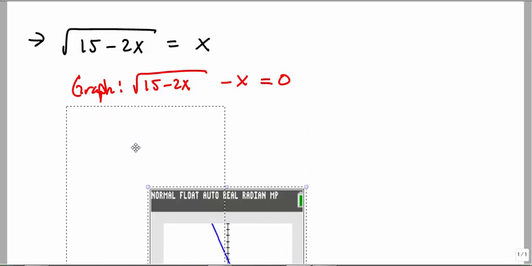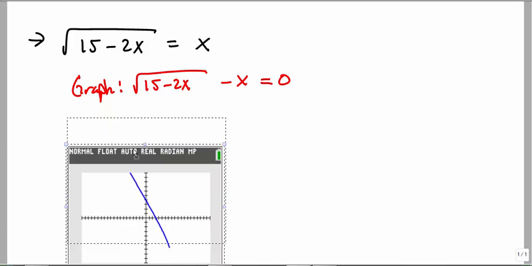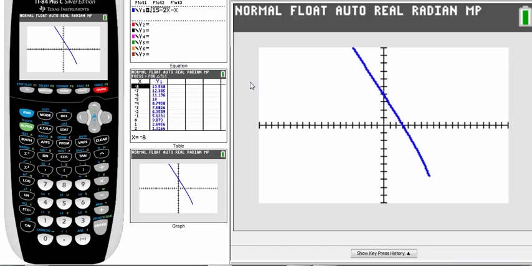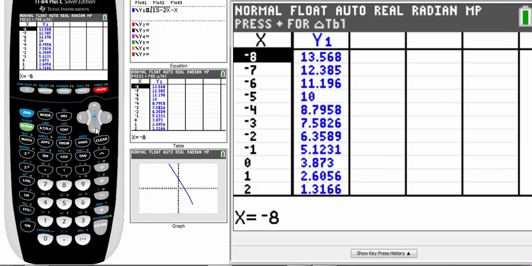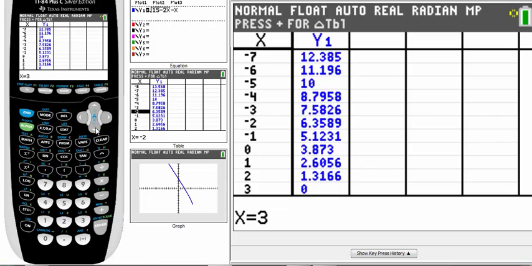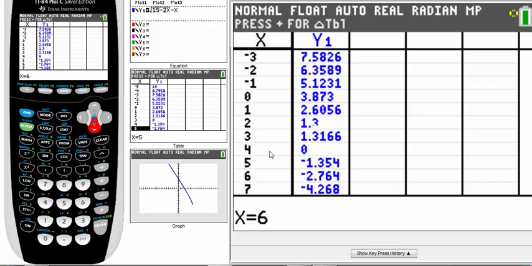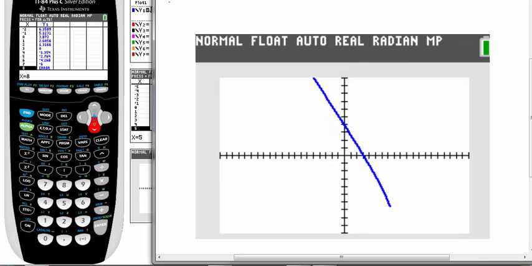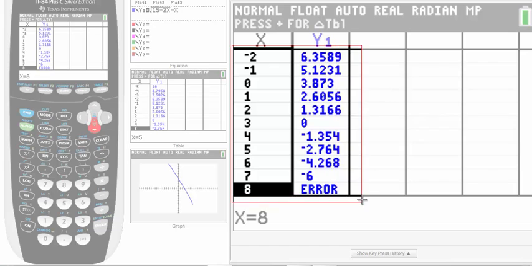And then let's look at the table, because remember we can look at the table on the calculator to see if that is crossing at an integer value or not. So let's go to second table. And we think that that root is somewhere right around 3. Notice all my y values are positive, but they're getting smaller and smaller. Oh, there's our solution. Now notice right here where I have y equals 0, x is 3. That's my solution. So that's telling me the solution to this equation is 3.